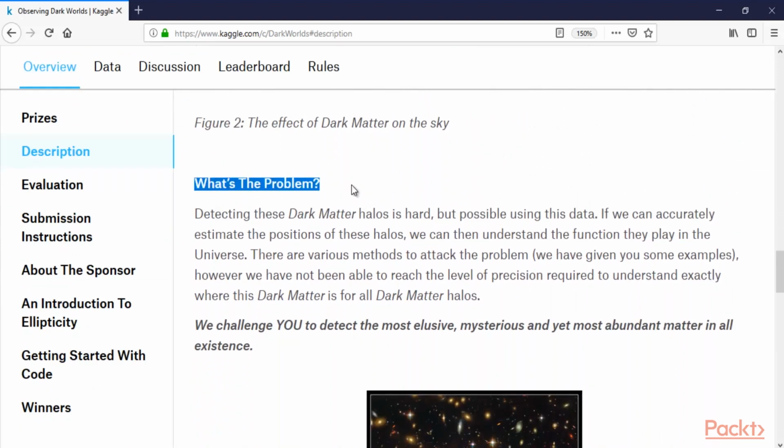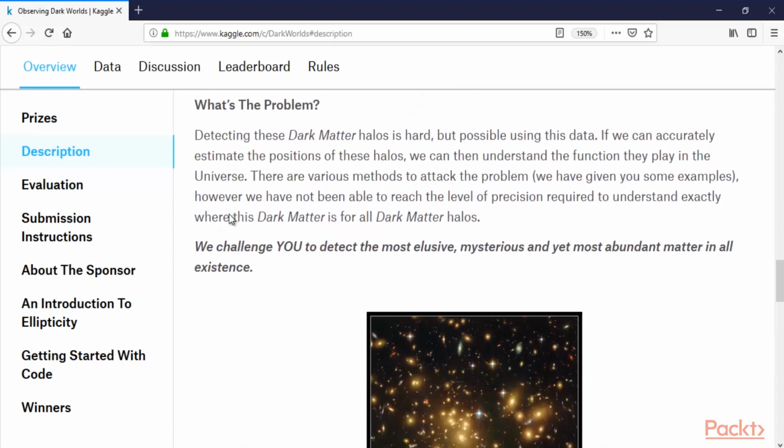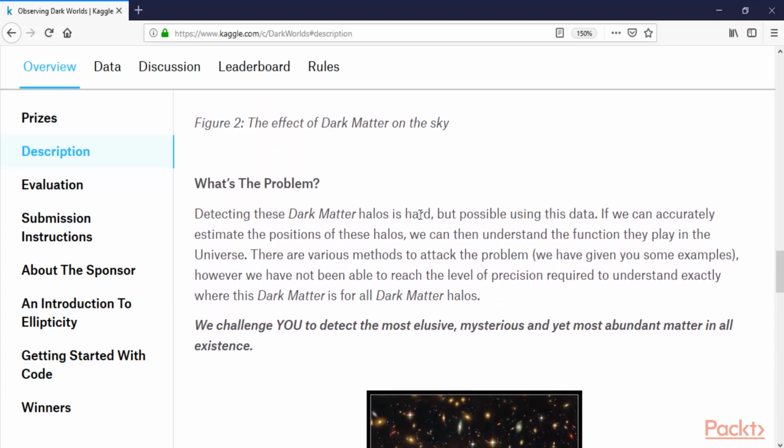If we talk about what the problem is, detecting these dark matter halos is hard, absolutely, but possible using the data. If we have the data, if we have done some experiments, we can gather information about dark matter. If we can accurately estimate the position of these halos, we can then understand the function they play in the universe. Absolutely correct. Basically, now you know what halos are. Halos are basically the massive structures of dark matter.